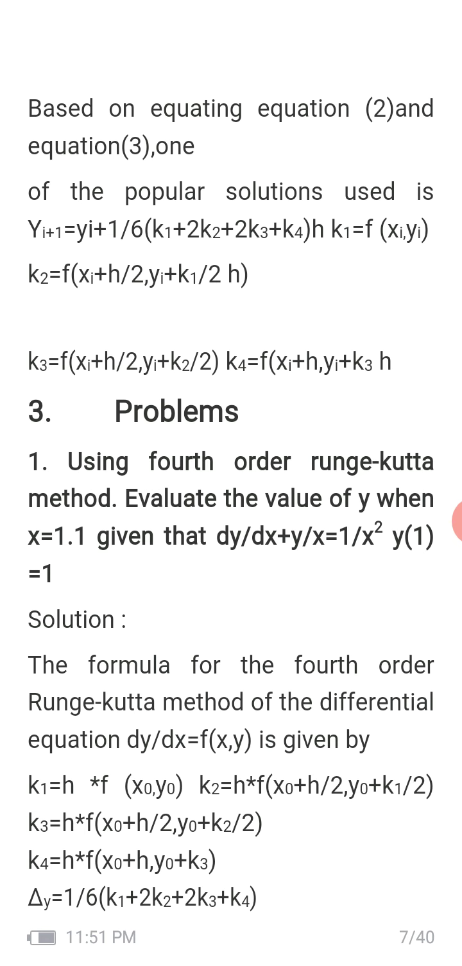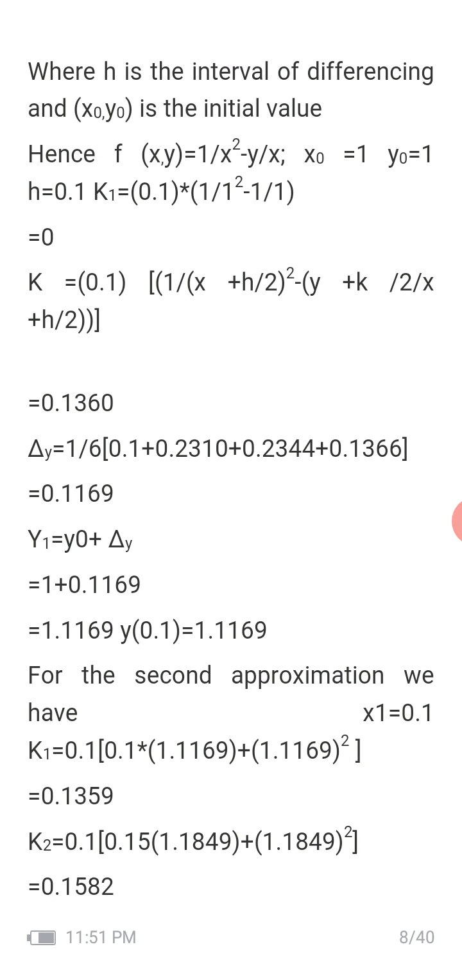Using the fourth order RK method, therefore, the formula for the fourth order RK method of the differential equation is given. We write the formula, that is k1, k2, k3 and k4. Then we can calculate del y equals 1 by 6 into k1 plus 2k2 plus 2k3 plus k4. We know that h is the interval. Okay, first given f of x comma y, we write the initial given values and also the initial conditions x0 and y0 and know the h value.